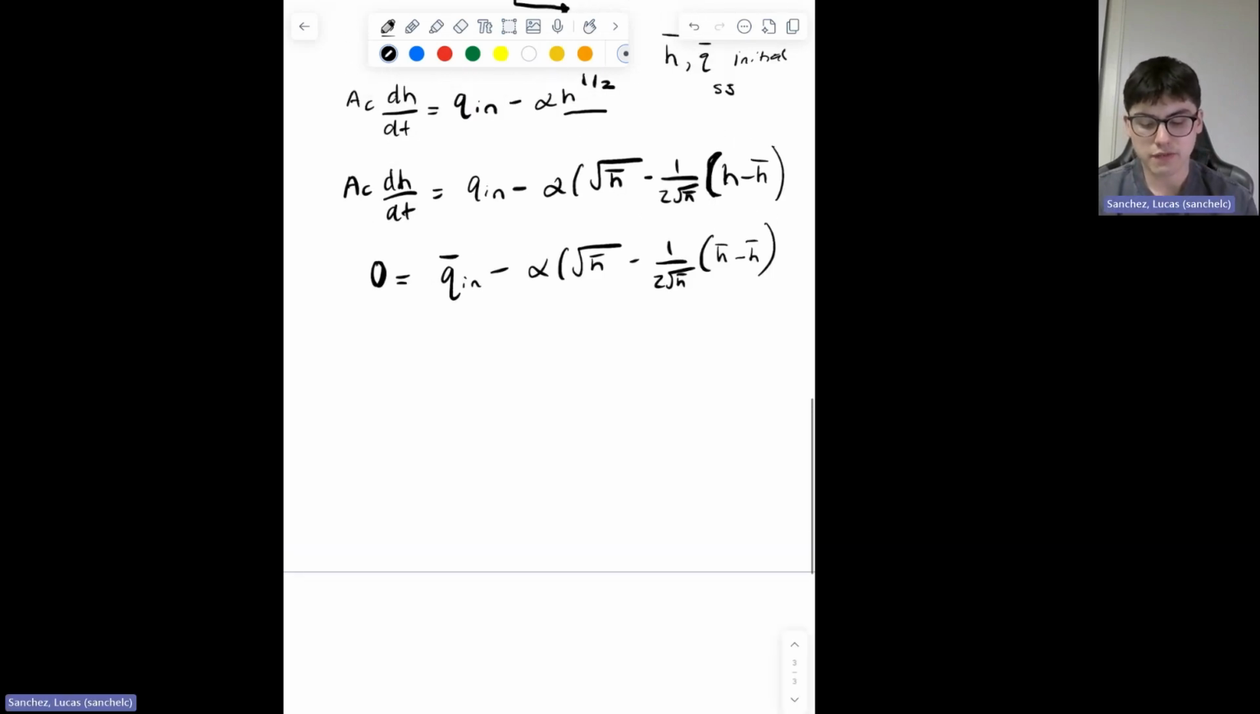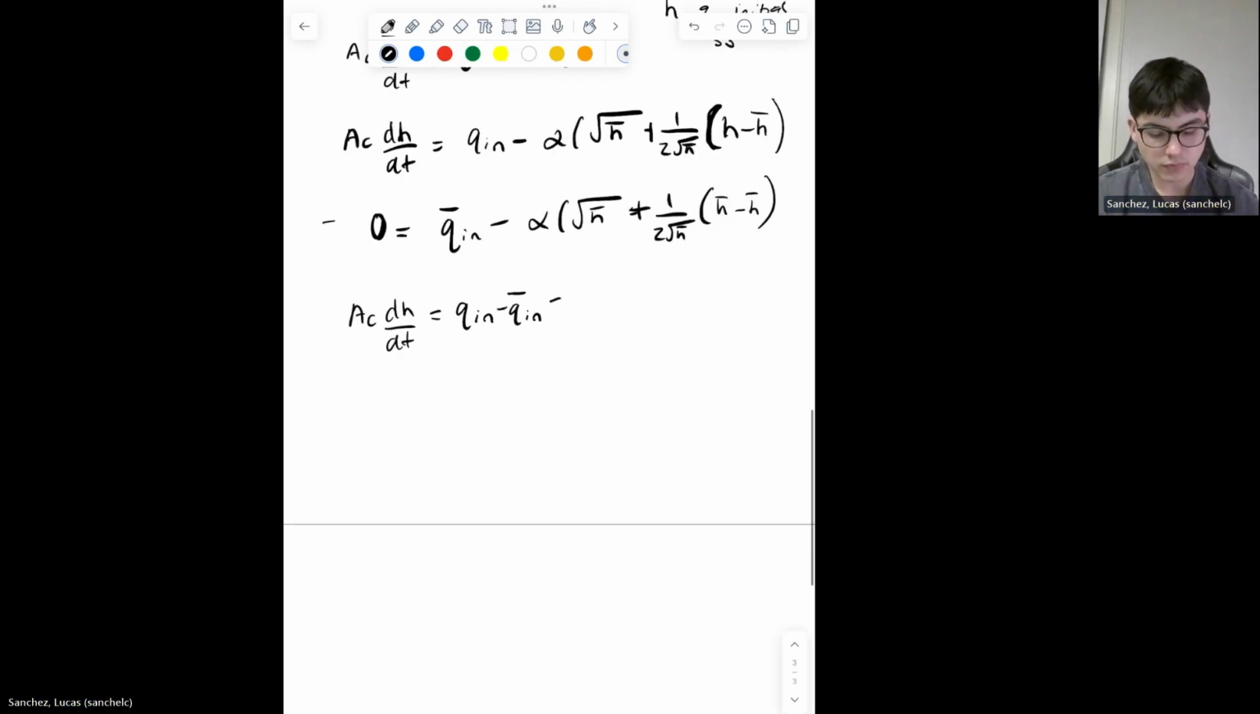Now we take the difference of these two expressions, and we obtain Ac dh/dt will be equal to Q in minus Q in bar, minus, these terms will cancel out. Sorry, this should be plus here. So it'll be minus alpha over 2 square root of h bar, times h minus h bar.